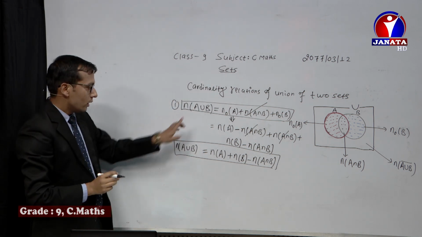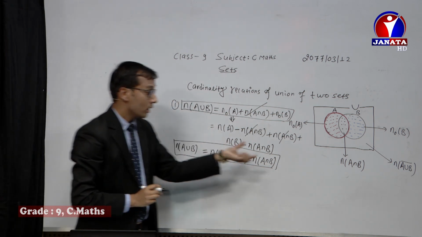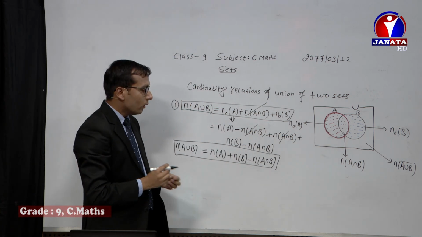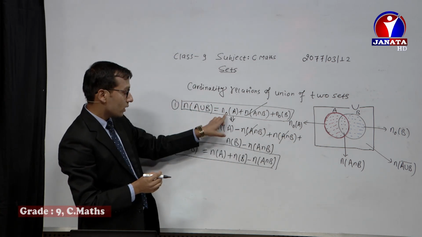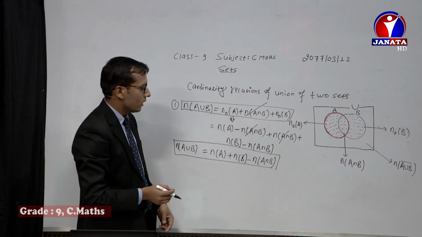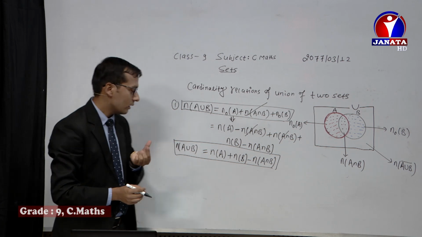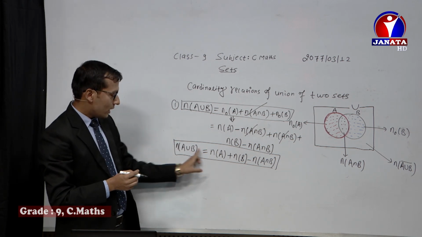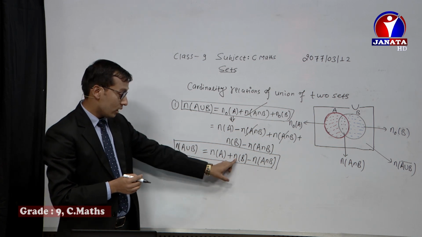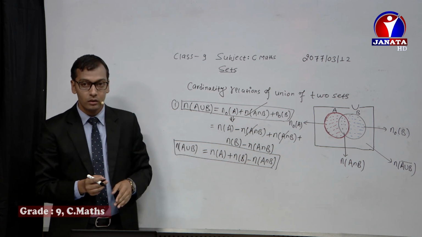First one, n of A union B. There are three different regions in the diagram which fall under A union B: n only A, intersection, n only B. So from this we can derive a formula, and we obtain here n of A union B is n of A plus n of B minus n of A intersection B.